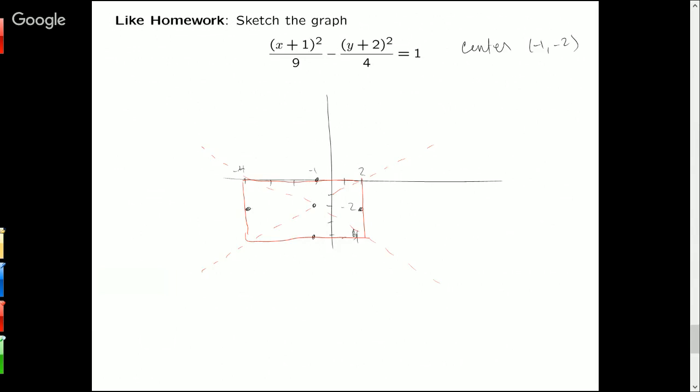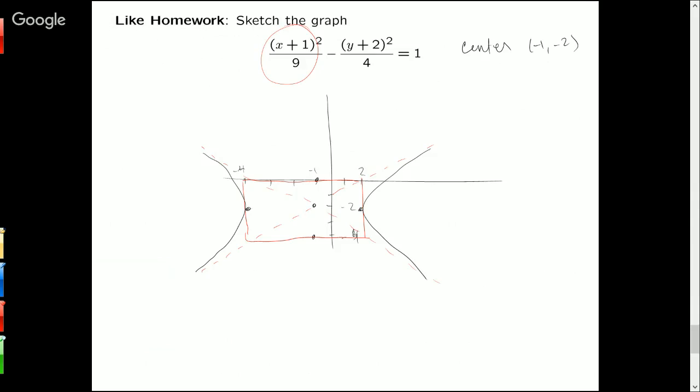And then the x squared term is the first term, so it's going to be opening horizontally, left and right. So I just draw it so it approaches the asymptotes that we sketched, in a hyperbola shape. That's how you sketch a hyperbola. You have to sketch that box and draw the diagonals so you know what the sides are approaching.